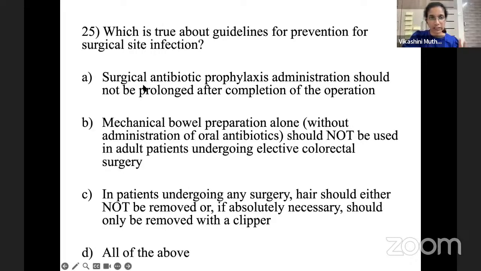The first option was that surgical antibiotic prophylaxis administration should not be prolonged after completion of the operation. Yes, it is not needed, so that's right. Second, mechanical bowel preparation alone should not be used in patients undergoing elective colectomy. Without administration of oral antibiotics, mechanical bowel preparation alone will not do. The recommendation itself is to use both in conjunction. And third, for a patient undergoing surgery, if absolutely necessary, hair should only be removed with a clipper. Yes, that is also true. So I would give the option of all of the above.